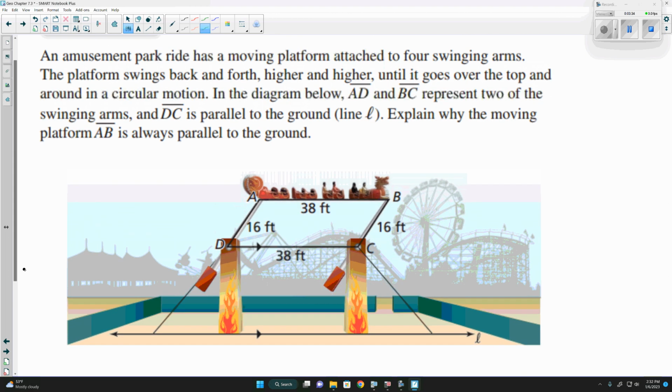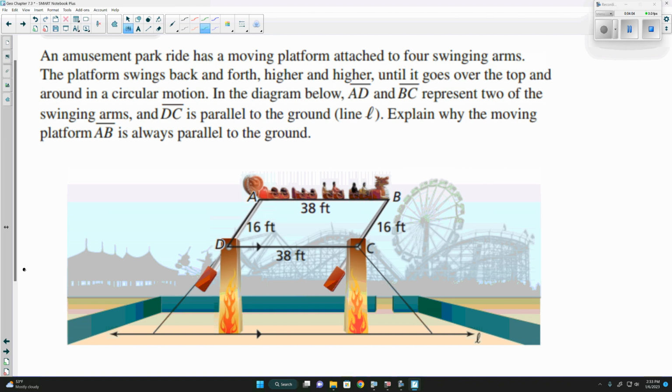So we have this real-world problem. An amusement park ride has a moving platform attached to 4 swinging arms. The platform swings back and forth, higher and higher, until it goes over the top and around in a circular motion. In the diagram, AD and BC represent the 2 swinging arms. DC is parallel to the ground, line L. Explain why the moving platform AB is parallel to the ground.